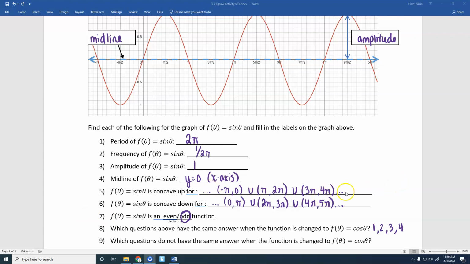Dots on either end, and then you're concave down in between those. So from 0 to pi, 2 pi to 3 pi, 4 pi to 5 pi, dots on either end, because that's going to continue over and over again.